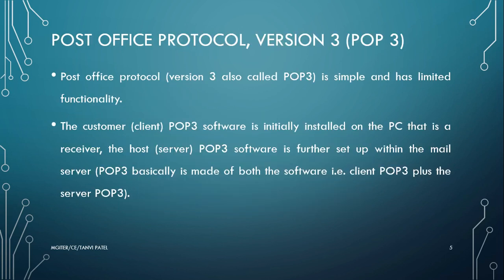Now first is Post Office Protocol, that is POP3. 3 means version of Post Office Protocol. Post Office Protocol version 3, also called POP3, is simple and has limited functionality. The client POP3 software is initially installed on the PC, that is the receiver. The server software is set up within the mail server. So POP3 is made of both software, the client POP3 and the server POP3.